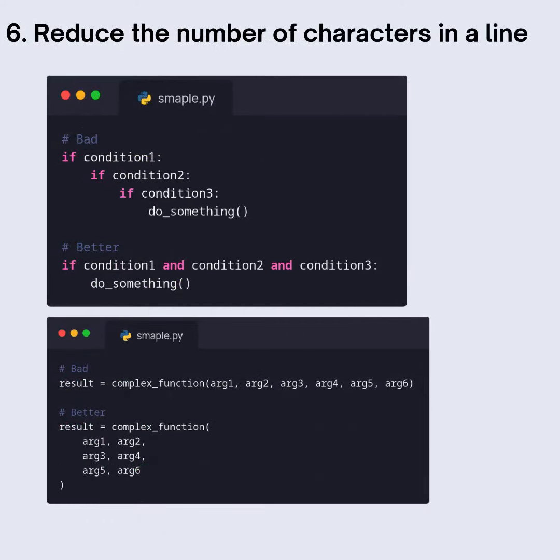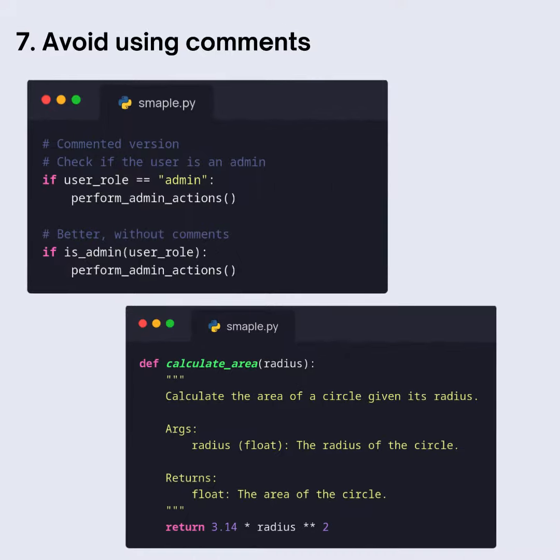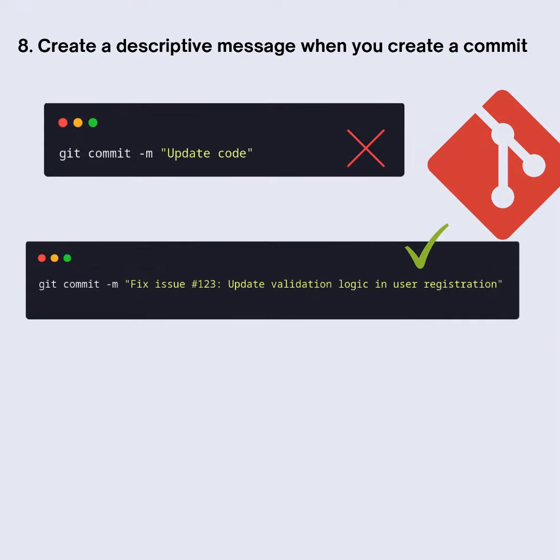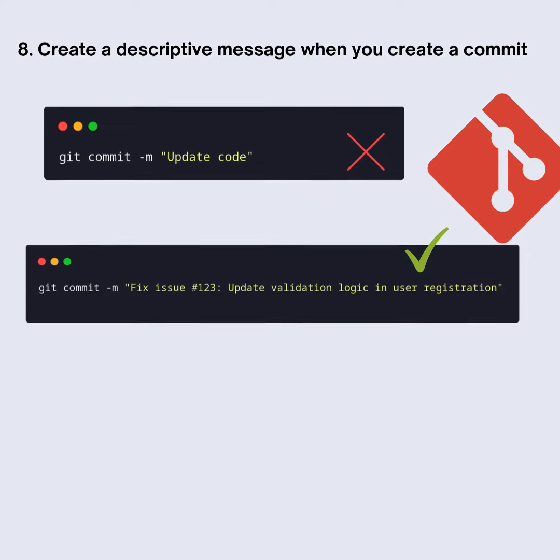Number 6. Reduce the number of characters in a line, this is the example. Number 7. Avoid using comments, this is the examples. Number 8. Create a descriptive message when you create a commit, follow the example.